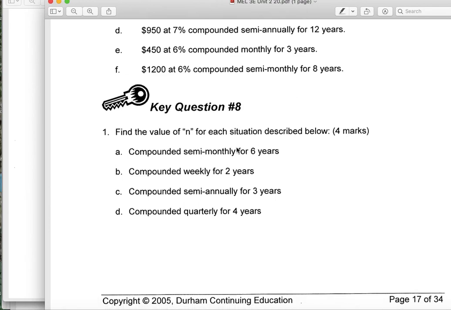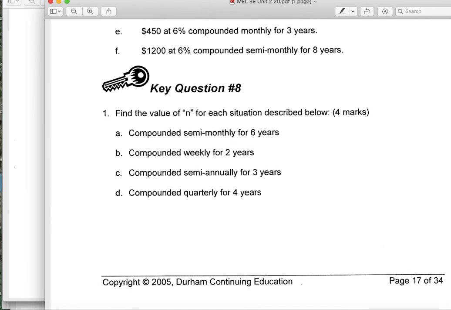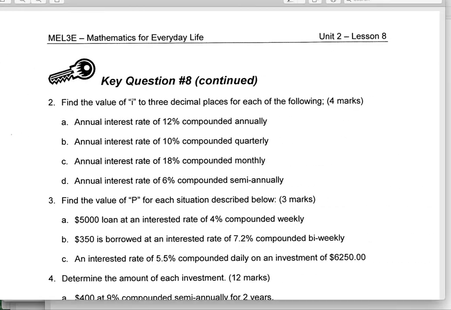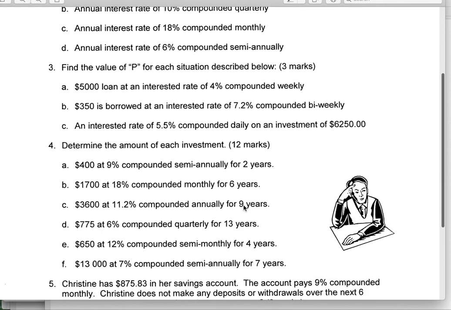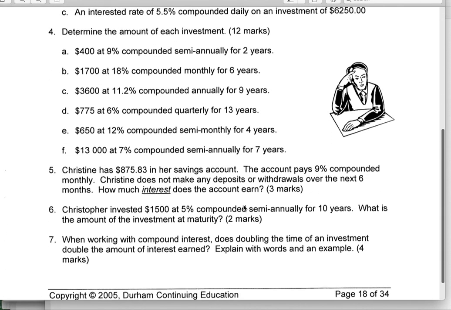These are some support questions you can try. Otherwise, your key questions are here. So you're going to be finding the end value. You're going to be finding the I, indicating the P value from these questions, and then determining some investments.